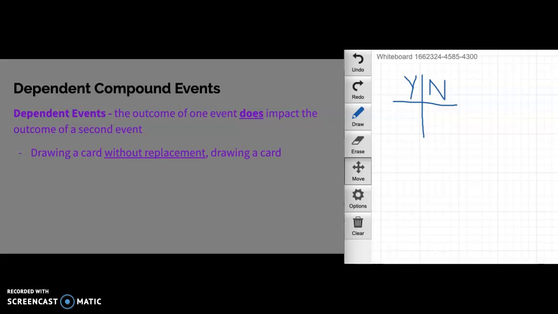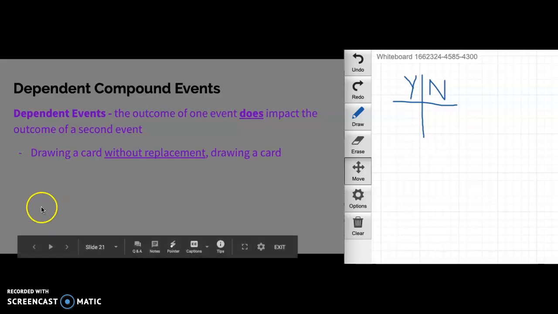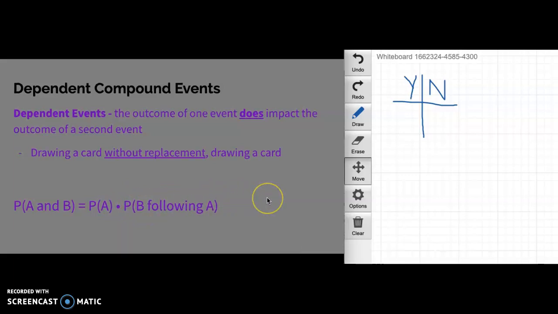Okay, so that's the difference between independent and dependent. Dependent events are when the outcome of the first event does impact the outcome of the second event. We find the probability of dependent events using this formula. The probability of event A and event B is found by taking the probability of event A and multiplying it by the probability of event B following event A, and we assume that event A was successful. Okay, this one sounds a little bit complicated. We're going to do a couple of examples to make it so that you understand it.